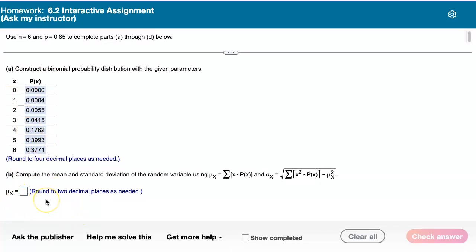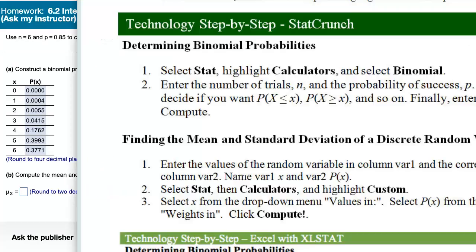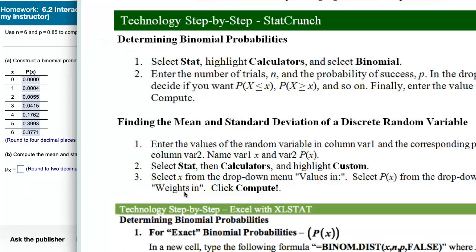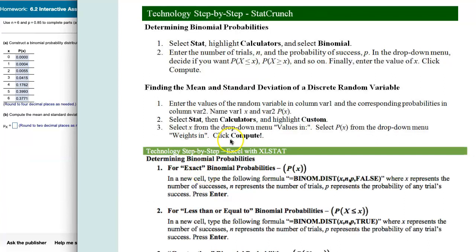For the next couple of parts of this problem, we're asked to find the mean and standard deviation. And I want to refer to the technology tips. Let me bring over this document. I do need to decrease its size just a little bit here so we can see everything. So specifically this particular part right here.